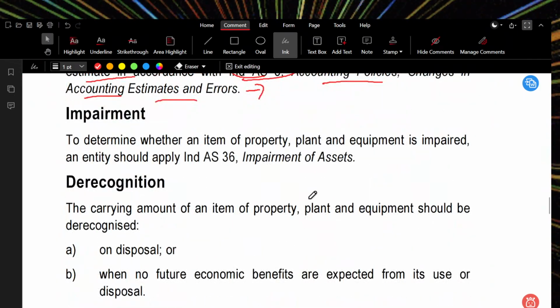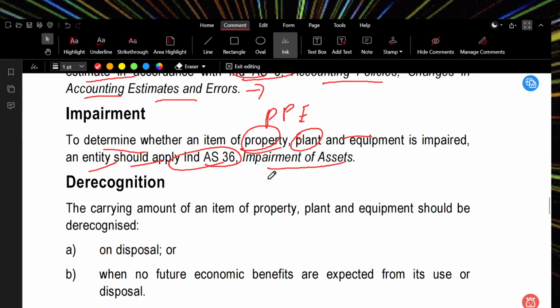Impairment: what is impairment? Impairment is not derecognition. That's a problem, so book it as a loss. To determine whether property, plant and equipment is impaired, Ind AS 36, Impairment of Assets, should be applied.